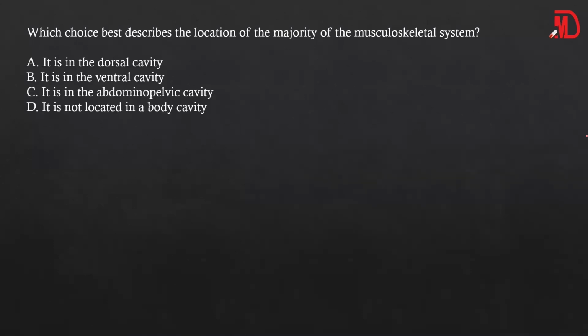Now, which choice best describes the location of the majority of the musculoskeletal system? The majority of the musculoskeletal system, where can they be located? Is it the dorsal cavity, the ventral cavity, the abdominopelvic cavity, or it is not located in a body cavity?